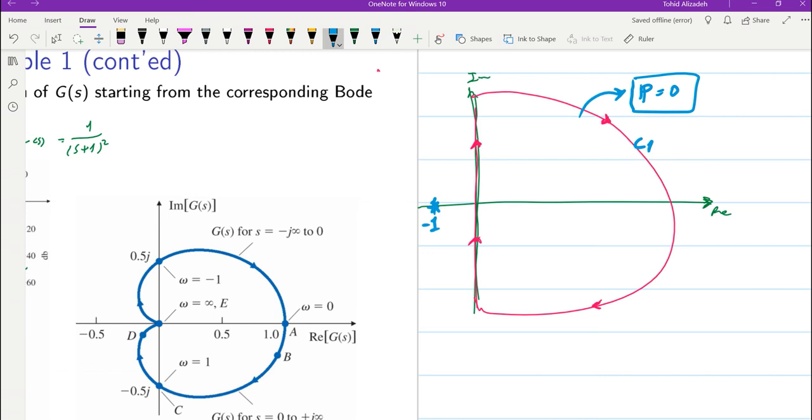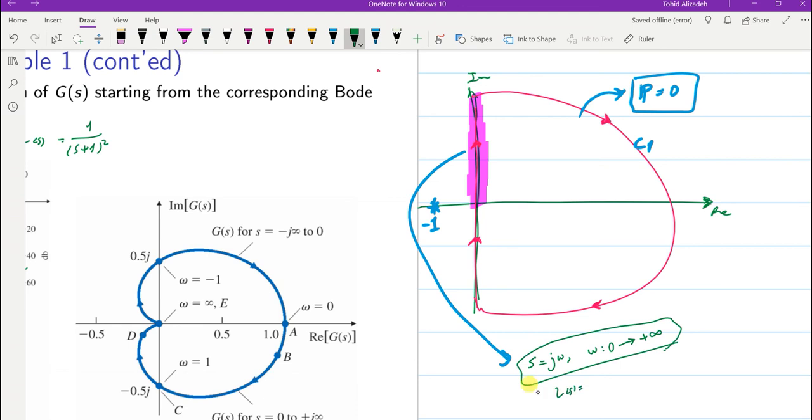Now, in order to plot the Nyquist mapping for L(s) using the contour, we can divide the contour into different segments. The first segment will be here. For that segment, we have s equal to j omega, where omega starts from 0 and goes towards plus infinity.